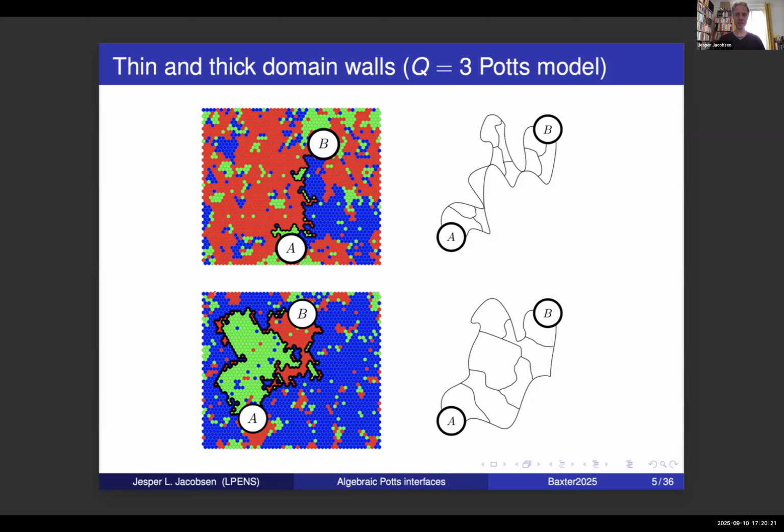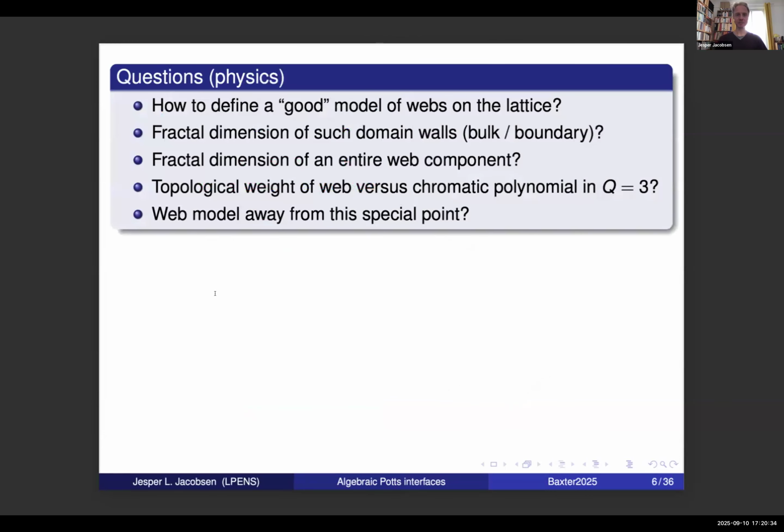And so one question that I'm motivated by is what are the critical exponents describing such excitations in a three-state Potts model? So to get there, we need to make some detours. So my motivation was already mentioned. What is a good model of webs on the lattice? So these bifurcating structures. And then there are all the usual questions about what are the fractal dimensions of this and that geometrically defined object.